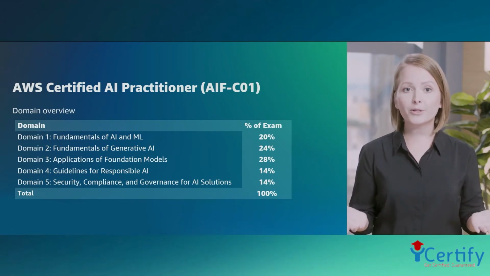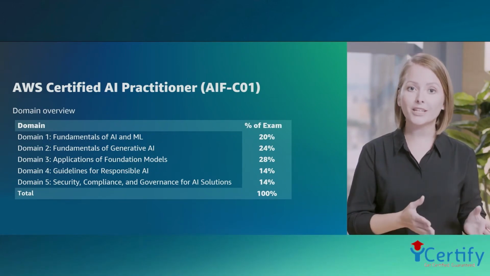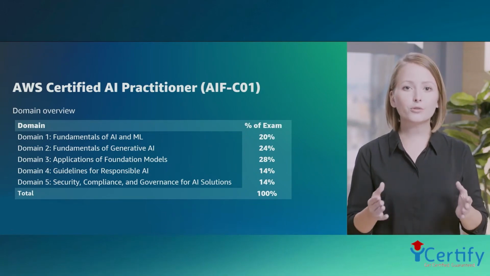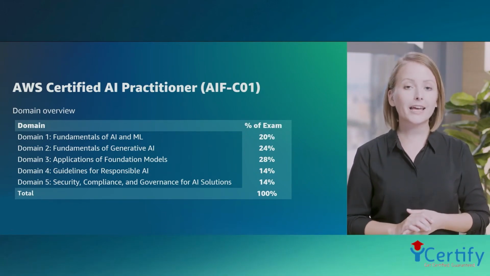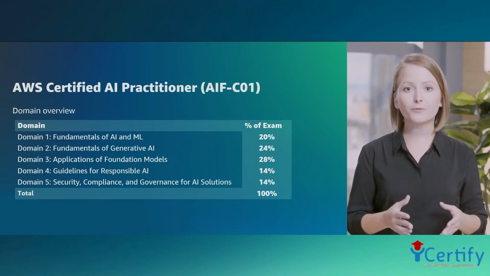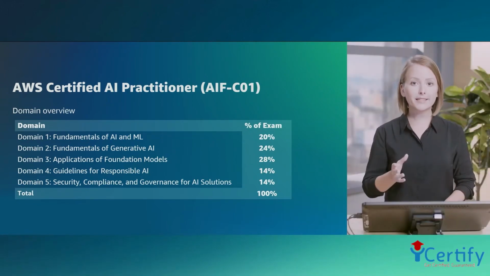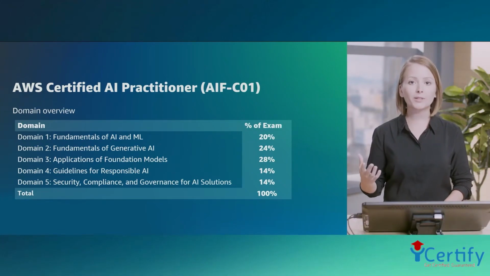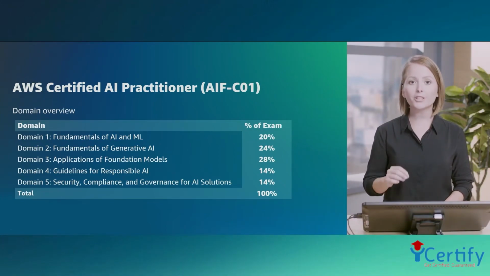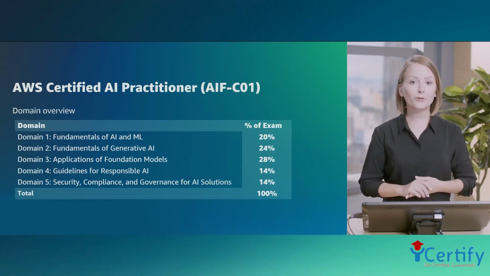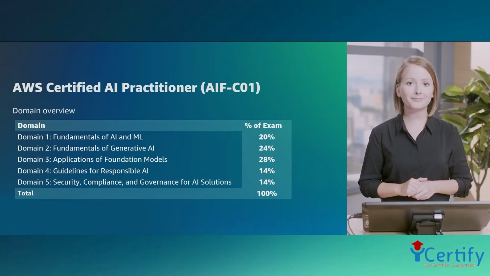Now, when exploring the requirements for the certification, one of the first resources you should consult is the AWS Certified AI Practitioner Exam Guide. The exam guide outlines the topics covered in the certification exam. You can find a link to the exam guide in Module 1. Domain 1 is the fundamentals of AI and ML. It is 20% of the exam.